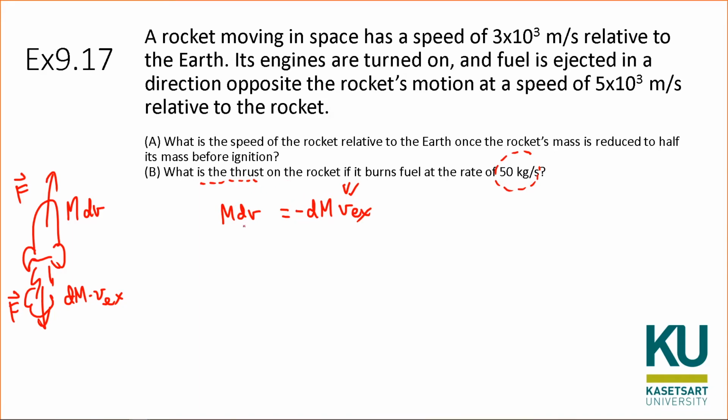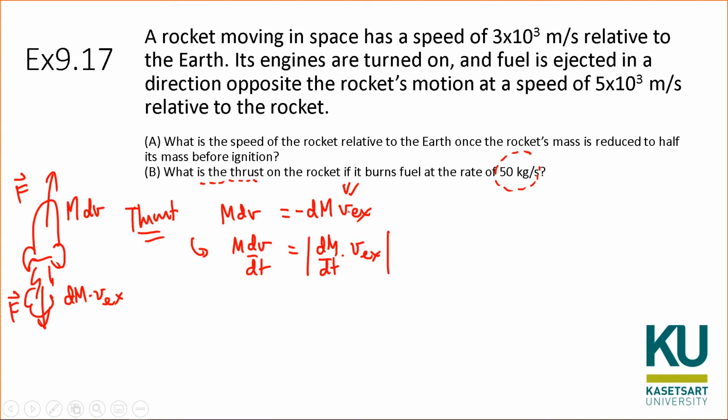So you can redefine the thrust, or the force that acts on the system, as m dv by dt equal to, looking only at the magnitude, dm by dt multiplied with Vex.